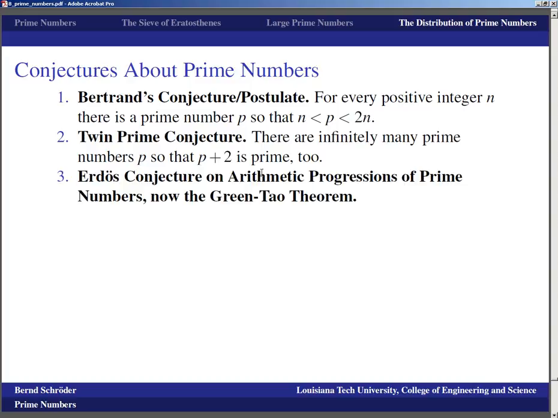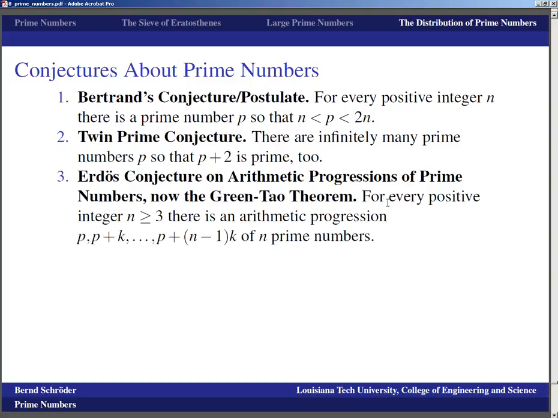People don't know. There's the Erdős conjecture on arithmetic progressions of prime numbers, which is now the Green-Tao theorem, so that has been proved. And that is that for every positive integer n greater or equal than 2, there is an arithmetic progression, p plus k, all the way through p plus (n minus 1) times k, of n prime numbers.